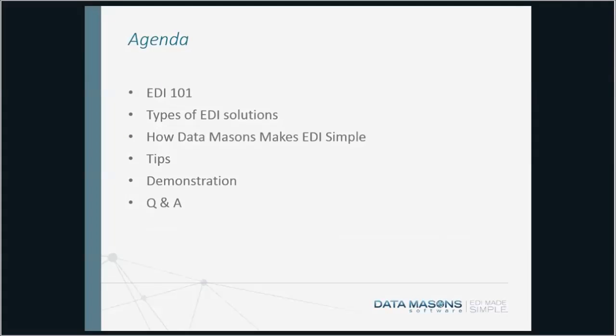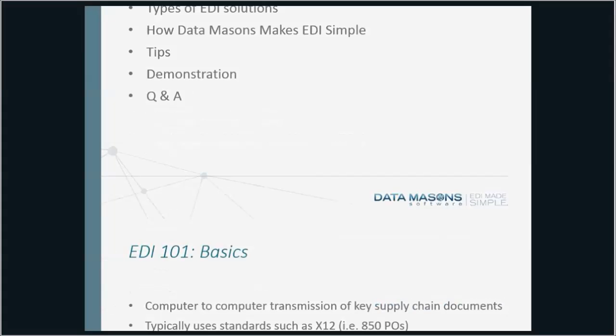Now, in our time together, I've prepared an agenda where we're going to go over a little bit of an EDI 101, including various types of EDI solutions, talk through the pros and cons of the various models, and in particular, how Data Masons has made EDI simple and effective for other BCS customers. I'm also going to talk through a little bit of tips. I know that we have some of the various platforms on the line, as well as folks using Dynamics today and others that are maybe new to Dynamics. Time permitting, we'll also go through a quick demonstration of the solution, and then we'll open up the line for any questions and answers.